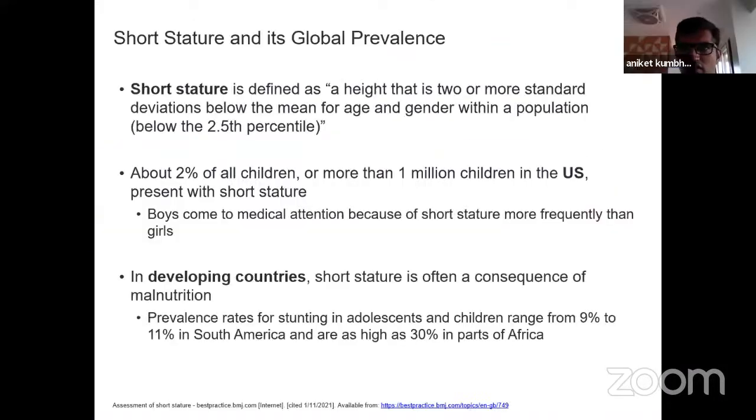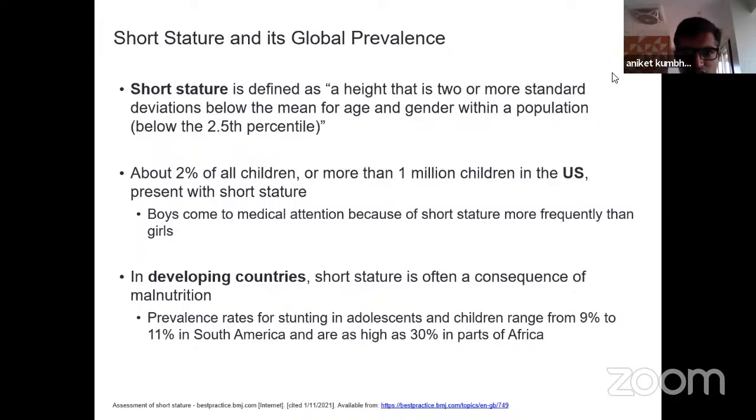So we will first understand the burden of this problem globally and then at the national level. Short stature is defined as height that is 2 or more standard deviations below the mean for age and gender within a population, that is, below the third percentile. About 2% of all children, or more than 1 million children in the US, present with short stature. Boys come to medical attention because of short stature more frequently than girls, even in developed countries.